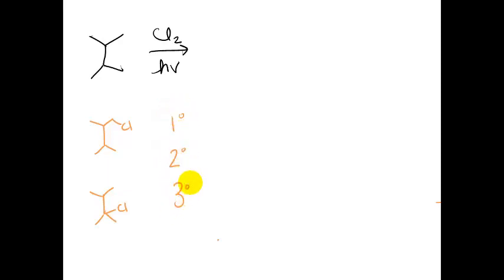So if we were to make our table, we would see that as far as primary hydrogens go, there are 1, 2, 3, 4, 5, 6, 7, 8, 9, 10, 11, 12. Secondaries, there's 0. And tertiaries, there are 2. If we consider the relative rates of reactivity of the different species depending on the stability of the radical intermediate, we see that primary has a rate of 1, secondary would be 3.8, and tertiary would be 5.